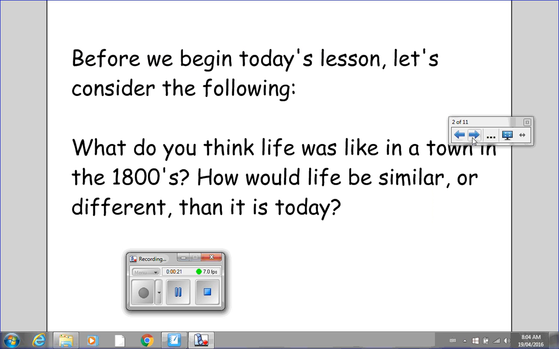Before we begin today's lesson, let's consider the following. What do you think life was like in a town in the 1800s? How would life be similar or different than it is today? Put the video on pause so that you can write down your response to this question, and we'll talk about our responses in tomorrow's class. All right, let's proceed.